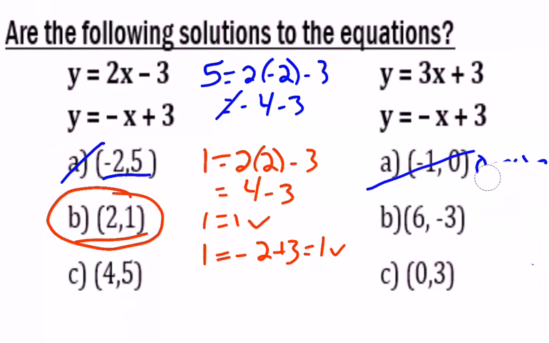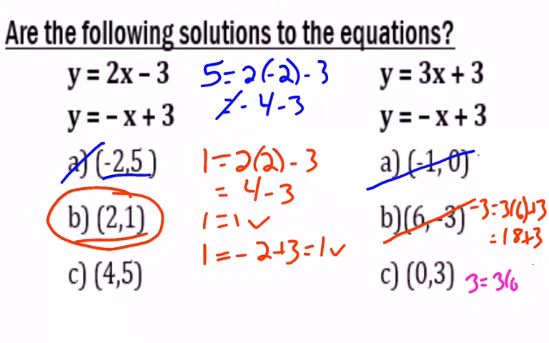Let's try the next one. So does -3 equal 3 times 6 plus 3? Well, 3 times 6 is 18, plus 3, I don't even need to do that. I definitely know that's not going to give me a -3. And so hopefully it's this last one. So 3 equals 3 times 0 plus 3. Okay, 3 times 0 is 0, plus 3 is 3, so that one works. And then 3 equals the opposite of 0, which is just 0, plus 3 is also true.